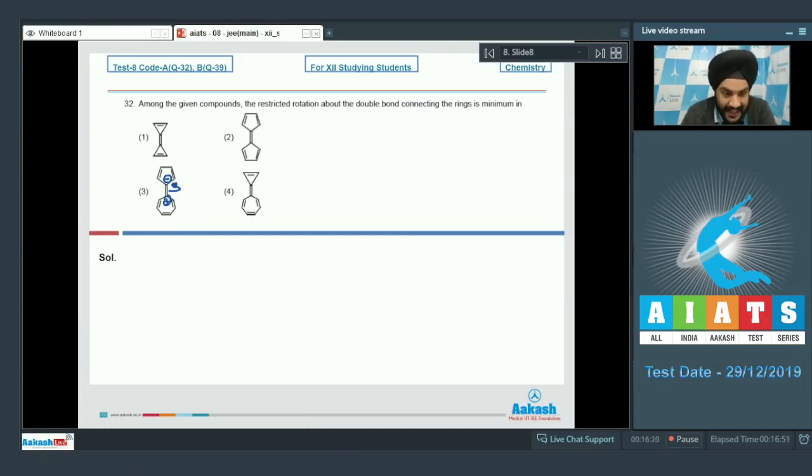So due to this aromaticity in both the rings, students, this double bond will be in a polarized state, and as such the restricted rotation will be the minimum around this double bond. So students, for question number 32, we have to mark the correct answer as option 3. Let us look at the next question now.